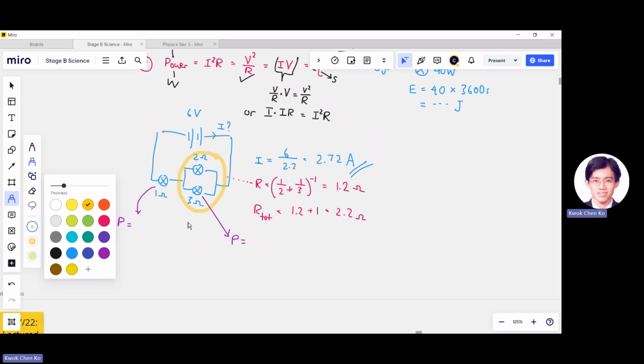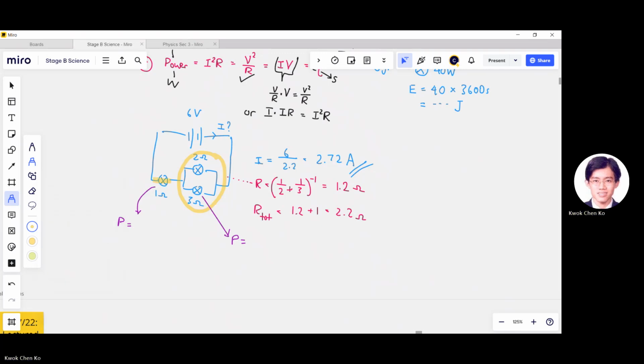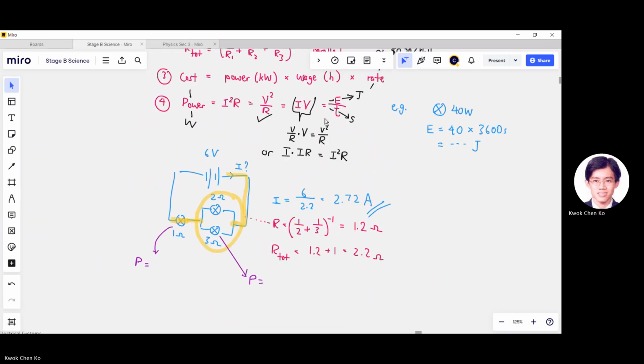You mean for this one, the first one? No. Maybe you have to ask yourself, what's the current going through here? Do you know the voltage through here? Do you know the current going through here? This current goes through here, it splits, right? But it joins back at this point and goes through that light bulb. So the current through here is... Therefore, which formula should you use? Yes, correct.